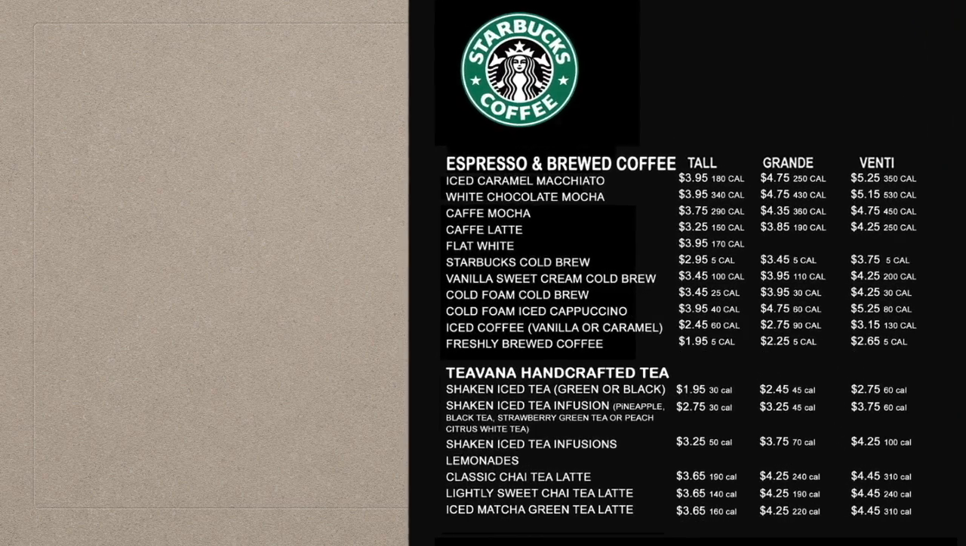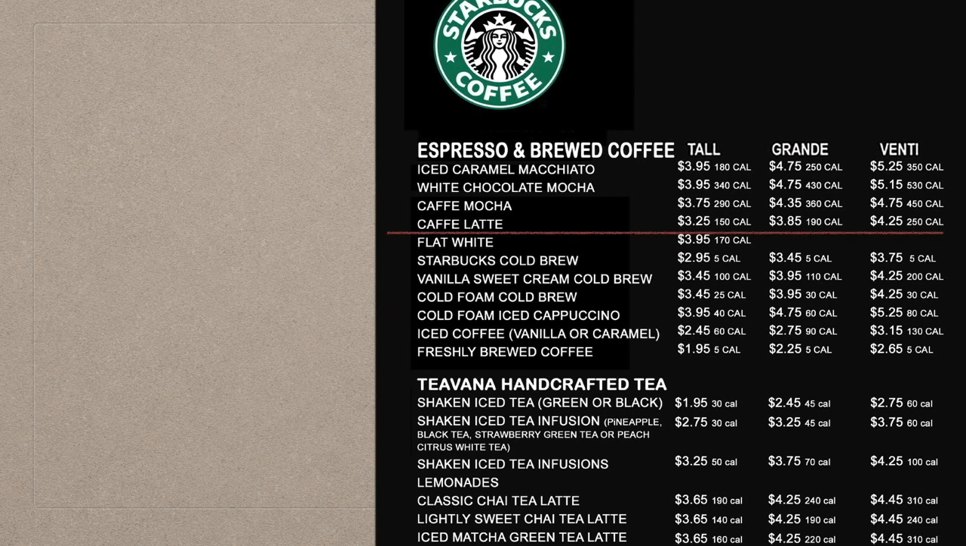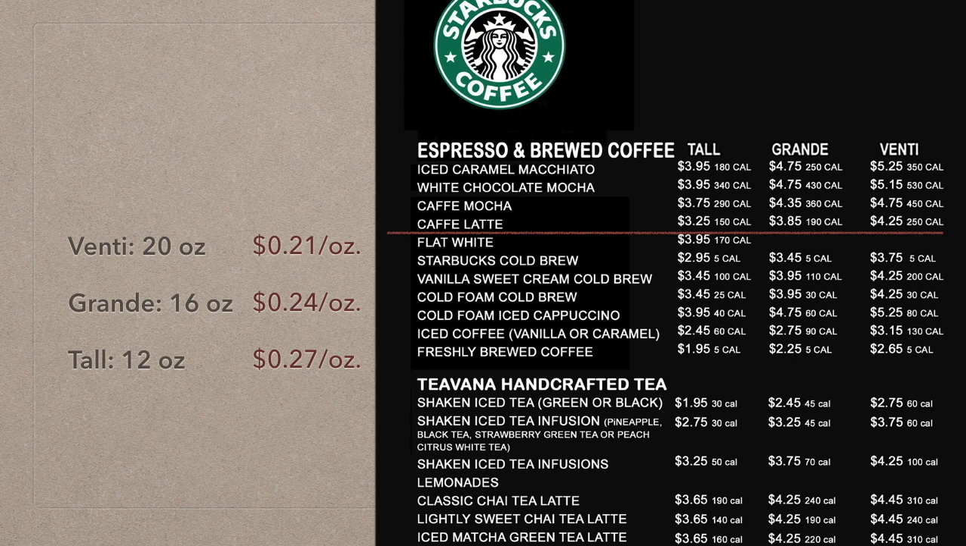For a latte, the unit price of a tall cup is 0.27 per ounce and 0.24 per ounce for grande and 0.21 per ounce for venti. So the unit price actually decreases as cup size upgrades. Let's see the reasoning behind it.